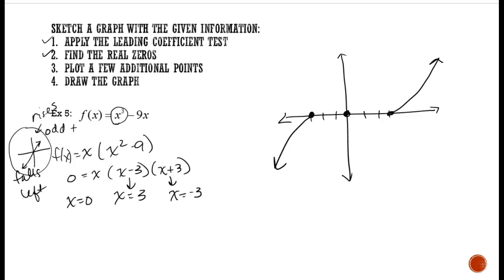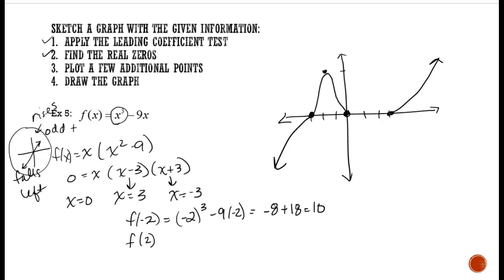Now, 3 says plot a few additional points. So like we could plot some points at f of negative 2 and at f of positive 2, because we need something on the left and the right to connect our dots a little bit more. So at f of negative 2, I'm going to go back to my function. I'm going to do negative 2 cubed minus 9 times negative 2. That would be negative 8 plus 18 gives me a positive 10. So that means at negative 2, it's way up here at positive 10.